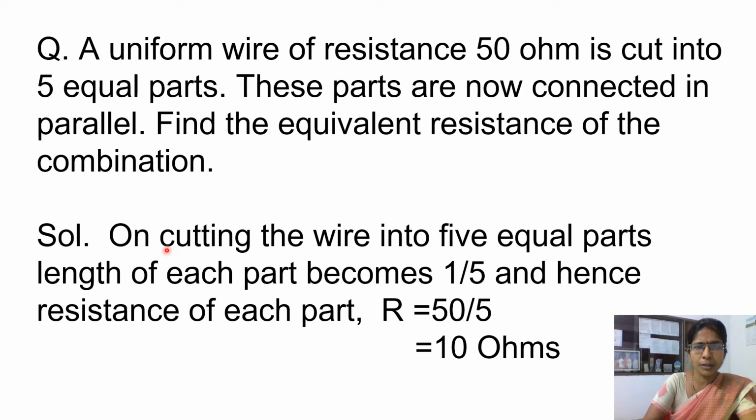So here a wire of resistance 50 ohms is taken. When it is cut into 5 equal parts, the length of each part becomes 1/5 of the total length, and hence its resistance also becomes 1/5. So the resistance of each part is R equal to 50/5, since it was cut into 5 equal parts. Resistance of each part is 50/5, that is equal to 10 ohms.